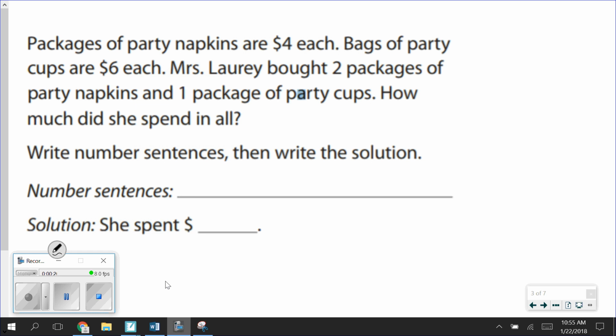Okay, so here's the first problem we're going to work with. Packages of party napkins are $4 each. Bags of party cups are $6 each. Mrs. Lori bought 2 packages of party napkins and 1 package of party cups. How much did she spend in all? Okay, so I'm going to need to do some work to find out how much money she spent.